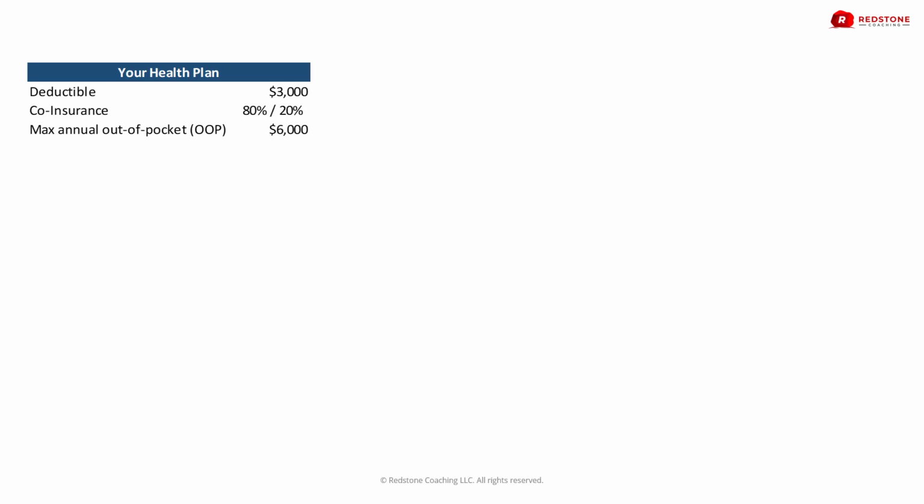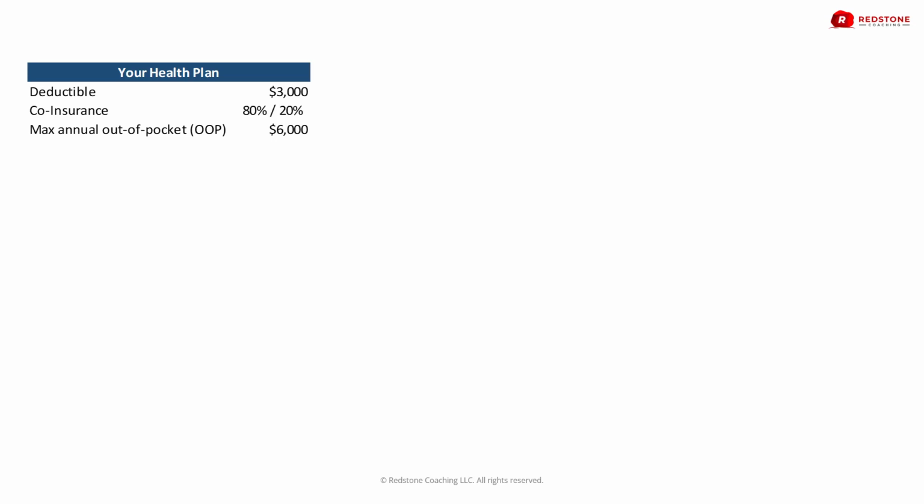And now for the entire year, all of your medical expenses combined, your maximum out-of-pocket number, that $6,000, means that no matter what, the maximum amount you will ever pay out of pocket for that year is $6,000. Any expense above $6,000, your health insurance will 100% cover it.